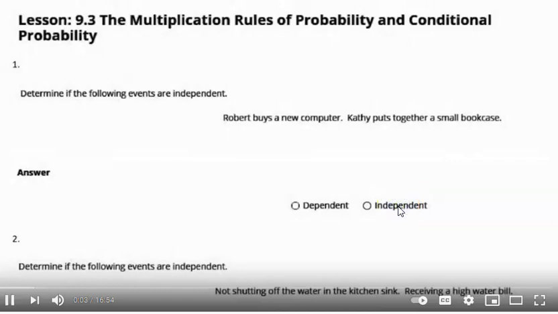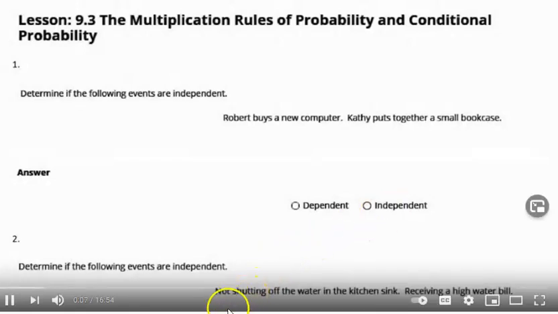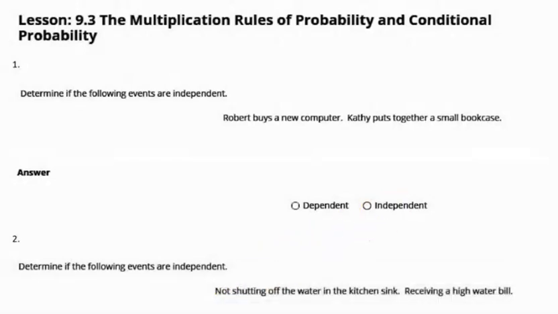Go on now to topic 3 of chapter 9. We're looking at multiplication rules of probability and conditional probability. Now you've watched the flipped classroom video to get some background. So for number 1, sort of an easy one.